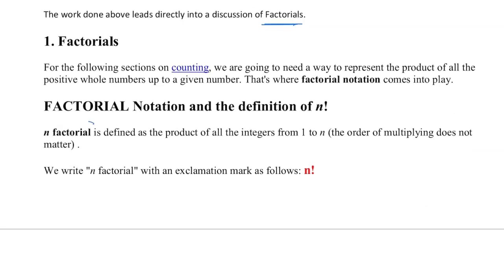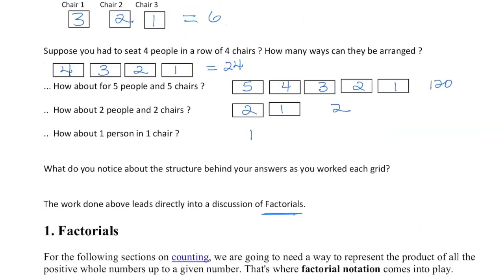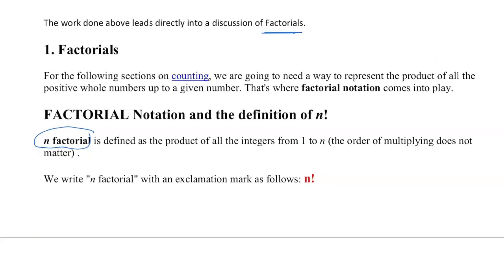So n factorial, n is the number of all the people, or the highest number. That's what n is. So n factorial, for the situation where you had 5 people, say, it would be 5 factorial, which would be 5 times 4 times 3 times 2 times 1.